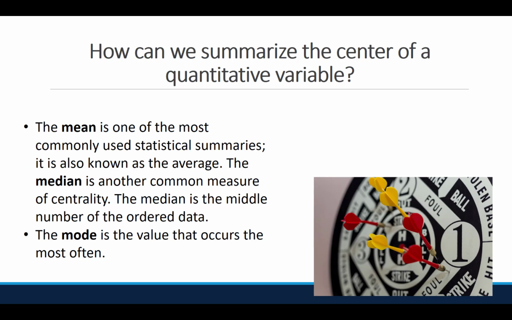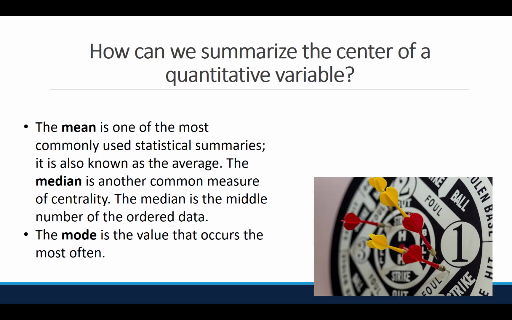The mean is one of the most commonly used statistical summaries. It is also known as the average. Located in the video script is the formula for the mean. The mean is one possible measure of the center of data. The mean can be sensitive to outliers. A note on notation: the symbol x bar is used when the mean is calculated from sample data. When we calculate the mean from population data, we use the symbol mu.